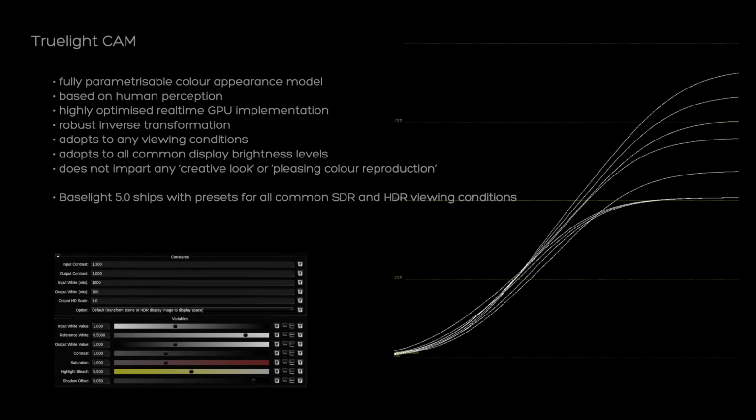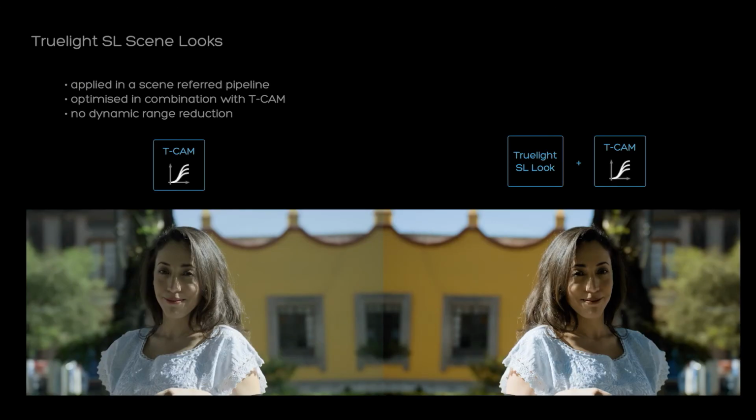But pleasing color reproduction is a very important aspect of our viewing pipeline. Therefore, we need this concept of pleasing color reproduction in addition to the clean DRT to achieve the desired visual performance. This brings us to the last topic, Truelight scene looks.